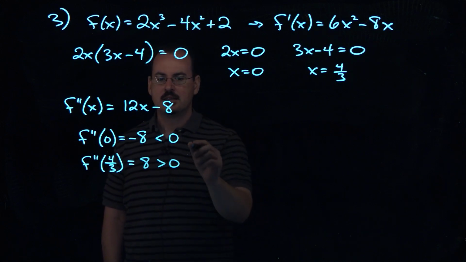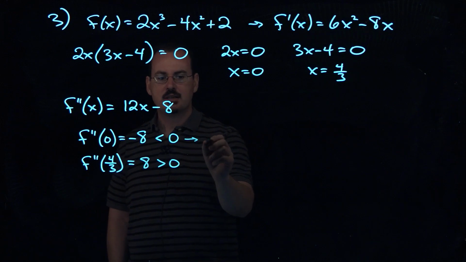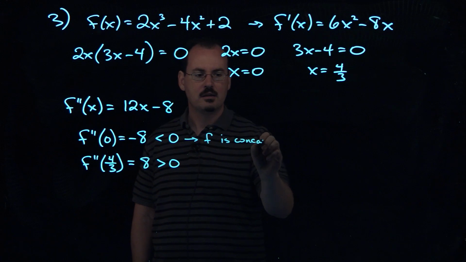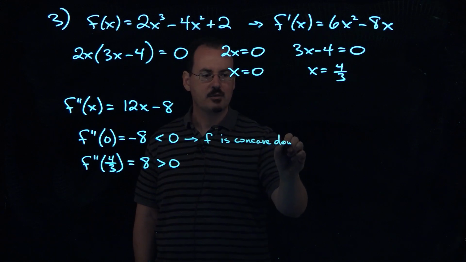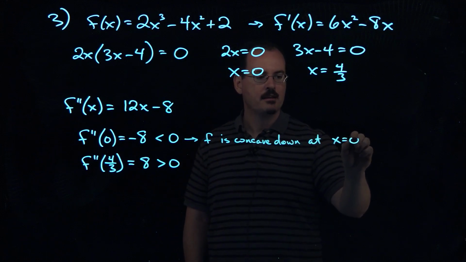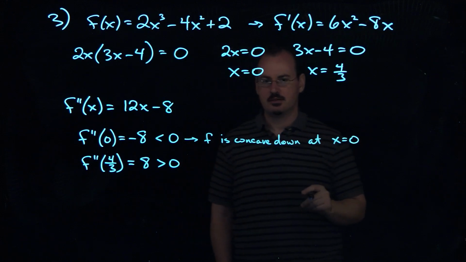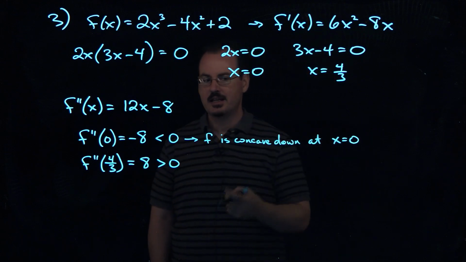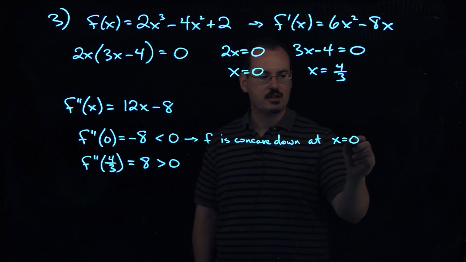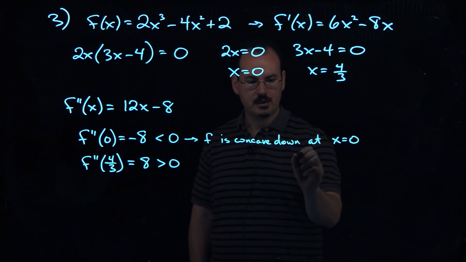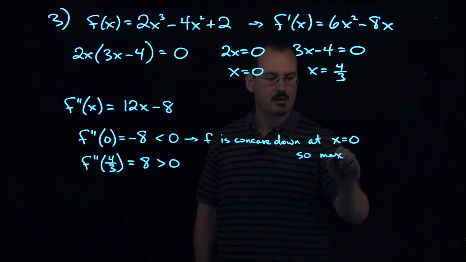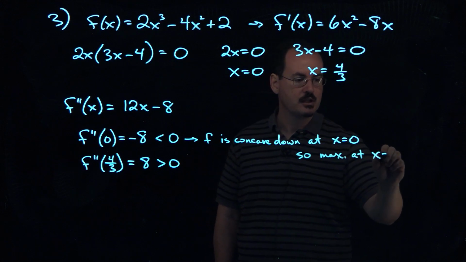Okay, so what does this tell us? This tells us that f is concave down at the critical number, at x equals 0. Remember that x equals 0 was critical. So that means the first derivative was 0 and the second derivative is negative. What conclusion can we draw from that? That means we have a maximum value at x equals 0. So there's a maximum at x equals 0.